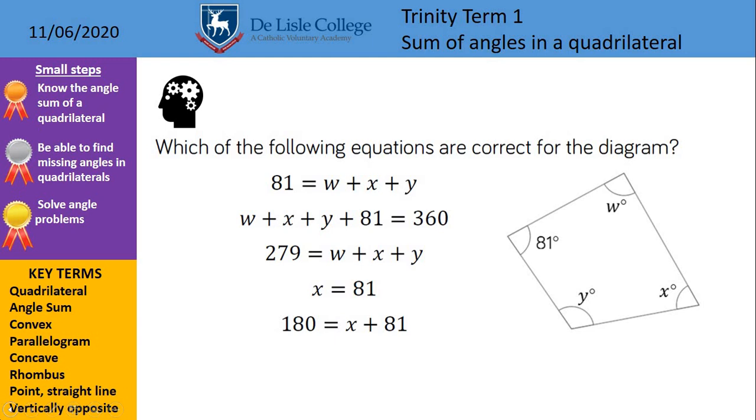Okay, a little bit of true or false here then. Given a quadrilateral there, which of the following equations are correct for the diagram? So there are 5 there. I'd like you to draw that, have the 5 statements there, and explain why they are true or why they are false, giving the reasoning based upon the facts we have learnt about angles.